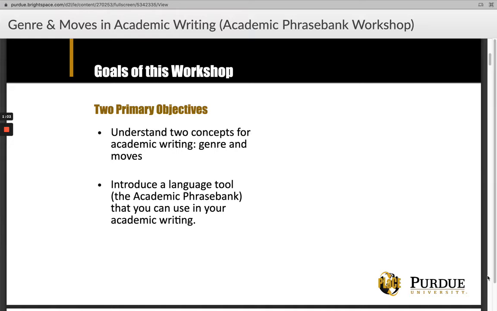So within academic writing, we have things like research articles or research reports, literature review papers, and critical literature reviews. You might have lab reports, you might have term papers or dissertations or theses if you're in school. So there are lots of genres. Within each of those genres, there are moves or functions that people do.